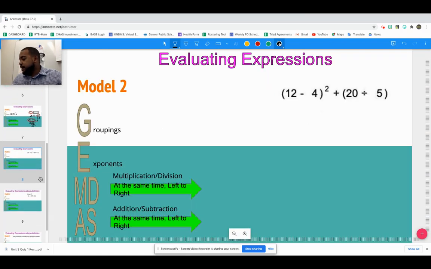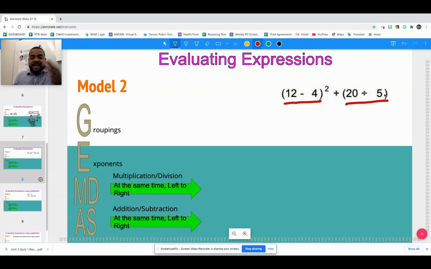So we have another practice here. I have 12, parentheses 12 minus 4 squared plus 20 divided by 5. Now, one thing I want you to realize is this square is attached to whatever my value is in this parentheses. Before we get into that, I want to go ahead and ask myself, looking at my expression, are there any groupings? Yes, there are. There are 2 groupings. I have one grouping here, and I have one grouping here.